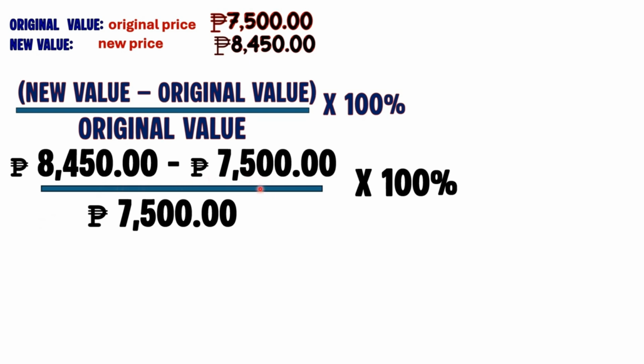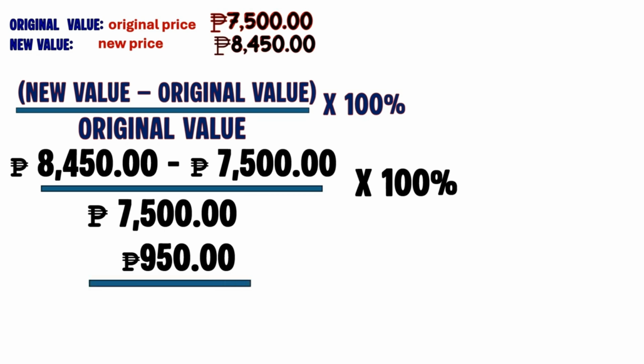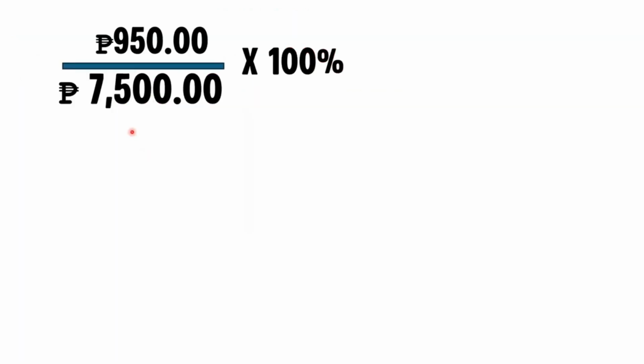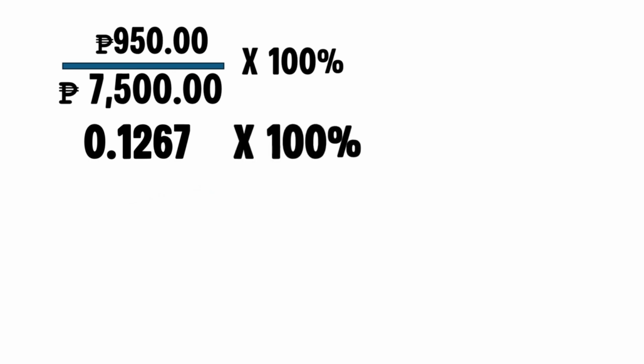8,450 minus 7,500 pesos is 950 pesos. And that is the increase. Divided by 7,500 pesos. Multiply by 100%. Okay, next, 950 pesos divided by 7,500 pesos times 100%. We have 0.1267.